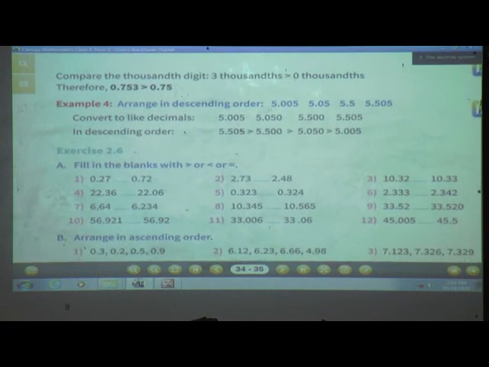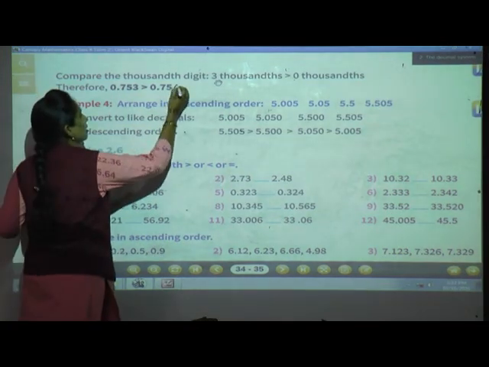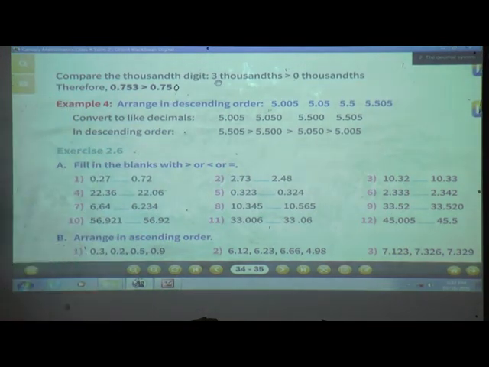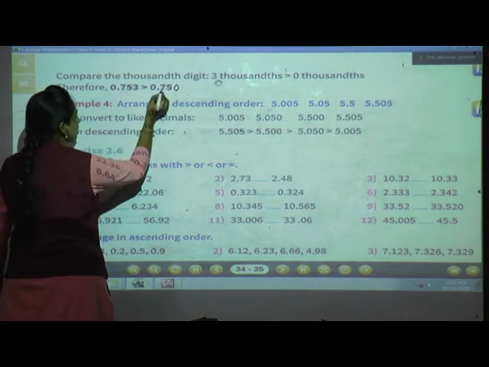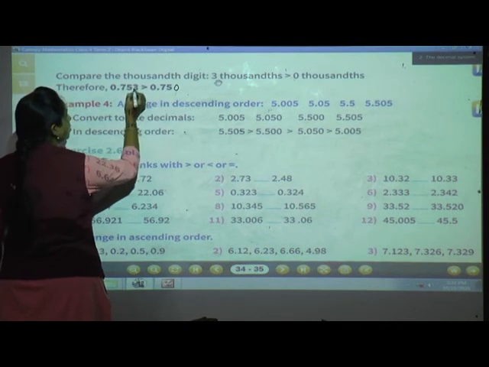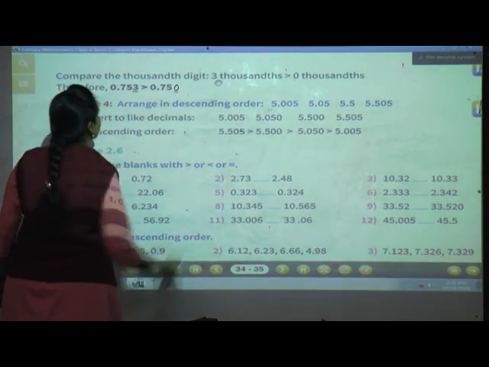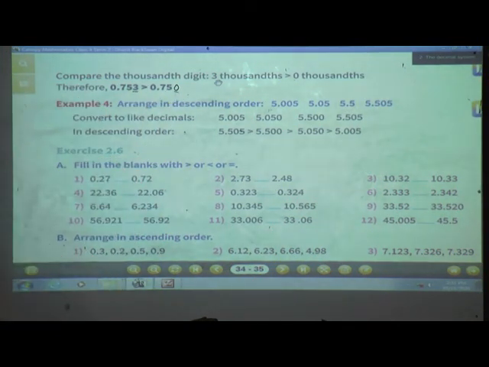So now we can compare the thousandths digit. Now what is there? See, 0 will be there here. Okay. Now tenths place same, hundredths place same. So thousandths place, here 3 is there and here 0 is there. So which is greater? Of course 3 is greater. So therefore 0.753 is greater than 0.75.